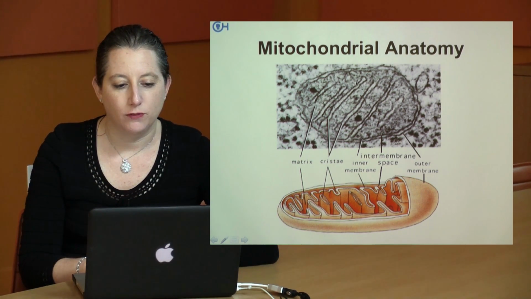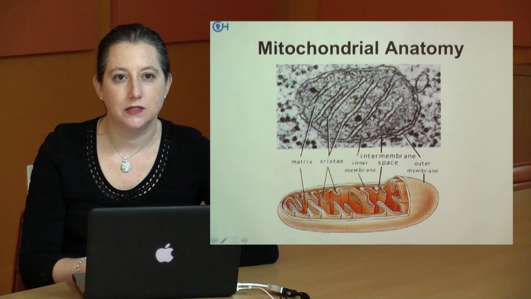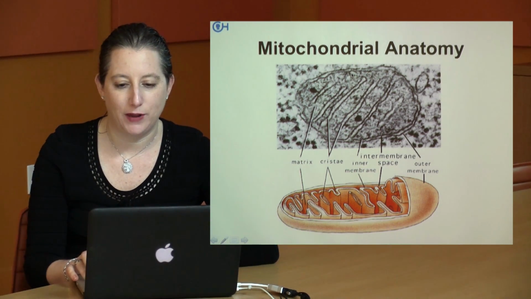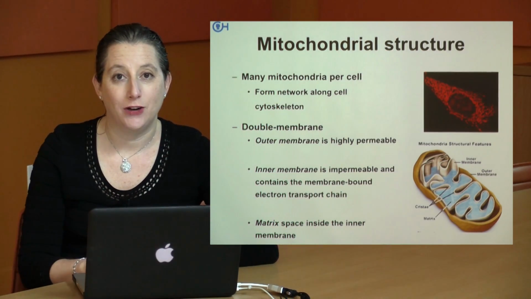Inside of the inner mitochondrial membrane is the matrix, where most of the proteins are located, and in between the membranes is the intermembrane space. So this is the very dull and most basic version of mitochondria. However, mitochondria are far from dull.